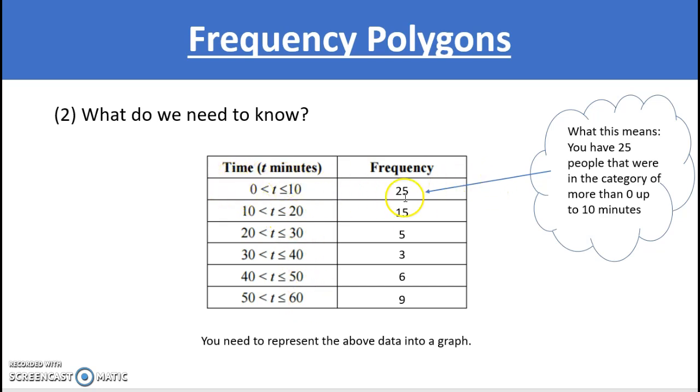And for the very first one, what it really means is that you have 25 people in this category that are from 0 to 10 minutes, including 10 minutes.